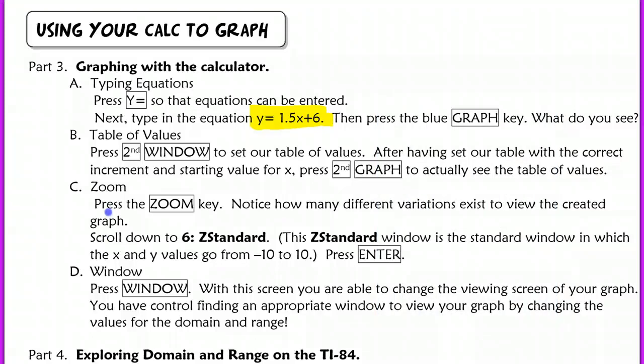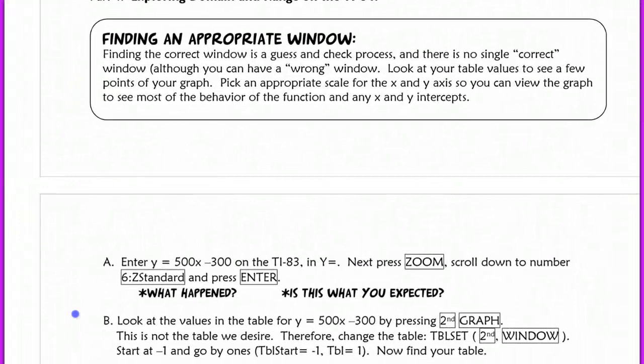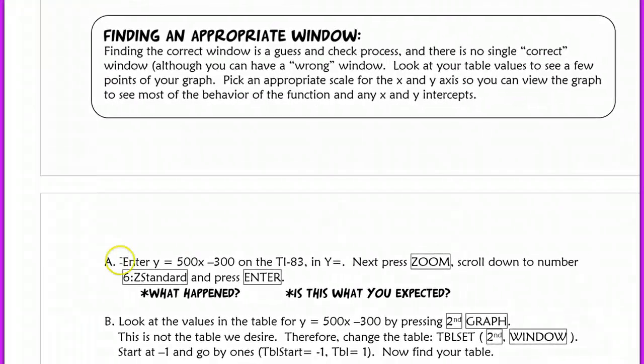What if I asked you to graph something that you don't necessarily know what it looks like, I guess 500x minus 300. So let's graph this next line here. Y equals 500x minus 300. And I have this little thing on the front page here, finding an appropriate window, that there's no really right window but you can have a wrong window. Let me show you what I mean by that.